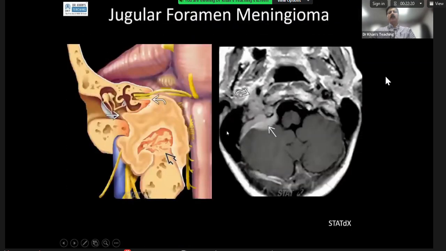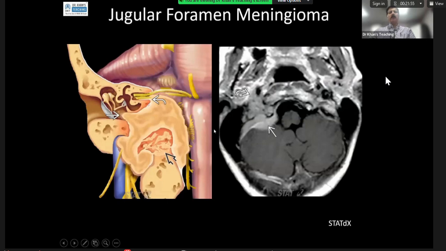So just to make a point, this is an example from StatDX. You can see this dural enhancement with this expansion here. And these kinds of cases will cause a lot of sclerosis. Classically, the examiners will show you a plain film where there will be sclerosis. And then, when you take it to cross-sectional imaging, it will be a meningioma.